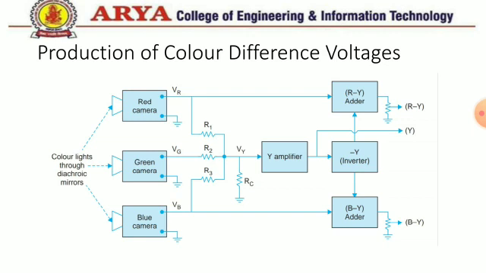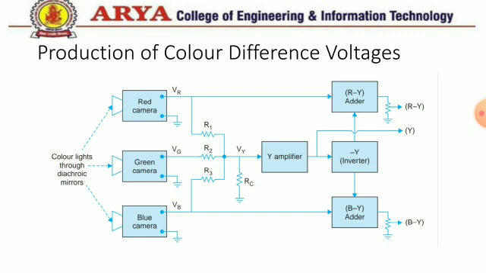One adder circuit adds the red camera output to minus Y to obtain the R minus Y signal. Similarly, the second adder combines the blue camera output with minus Y and delivers B minus Y as its output. So this figure shows production of luminance and color difference signals.